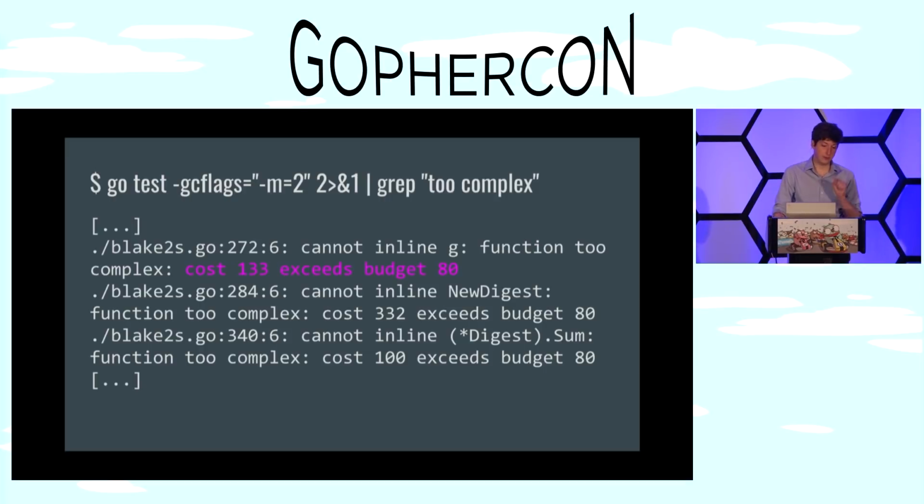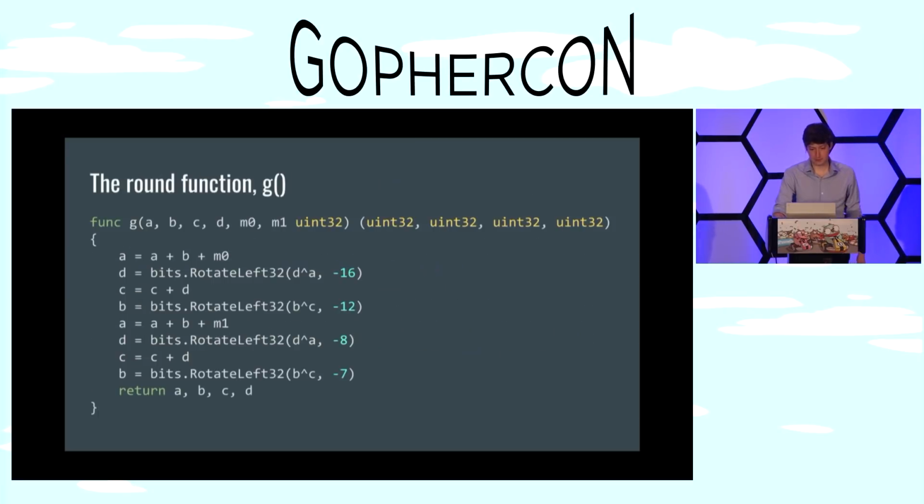You can do that specifically with some GC flags arguments in your tests and in your builds. -m2 will put you into a sufficient debug mode. And you can see here that our function g won't inline because it costs 133 and our max budget is 80. OK, so g is too expensive. What is g doing that the inliner is not going to like? Well, the first thing here is all of these bits calls, right? And regardless of what rotate left 32 is doing, the inliner is still looking at those function calls and saying, oh, I hate function calls, +2 for each of those.